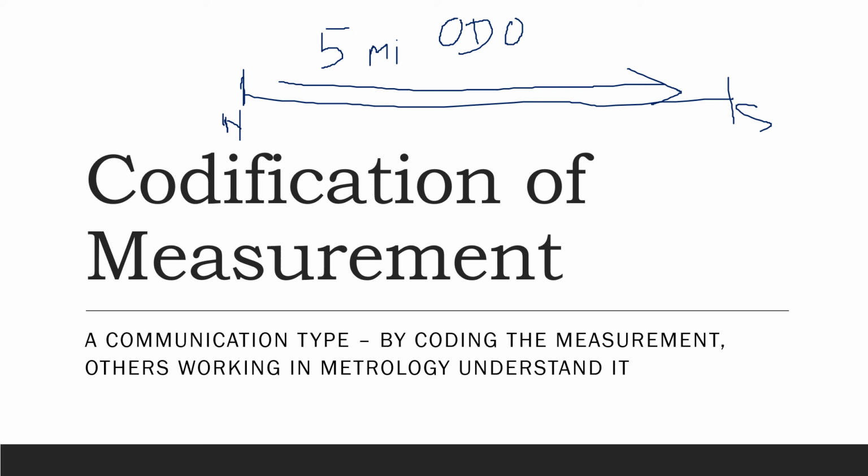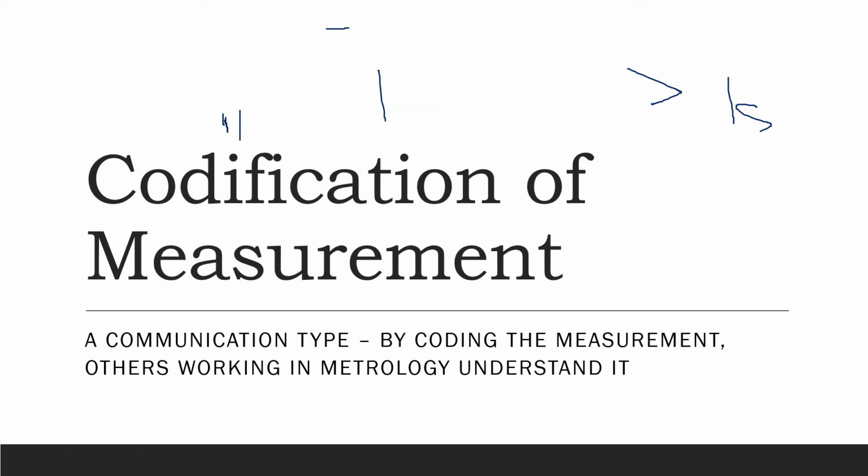So anyway, what are we doing? We're coding this thing, the distance, with this. Okay, what do we use? We use a number and we use a unit. And that unit is a code. Okay, so I think you got it. So anyway, let's go back here.